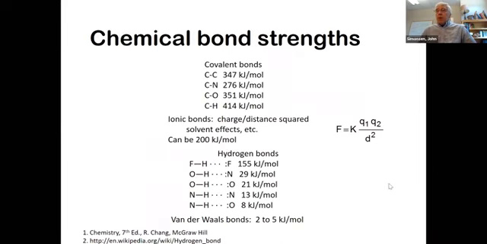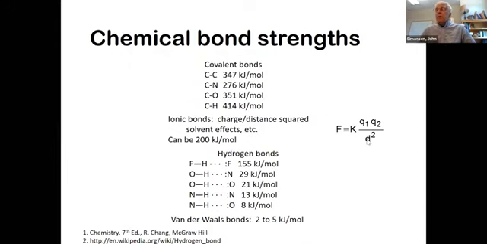Some examples of bond strengths. So we talked about ionic bonds, primary bonds and secondary bonds. Covalent bonds are primary bonds. So a carbon-carbon bond is this number. Carbon-nitrogen bond is this number. Carbon-oxygen, this number. Carbon-hydrogen, this number. And for ionic bonds, it follows this equation, right?